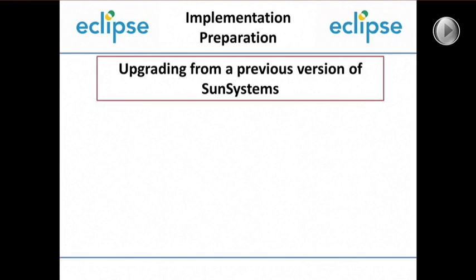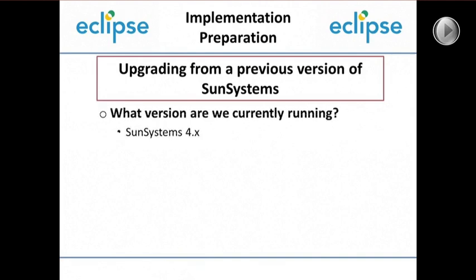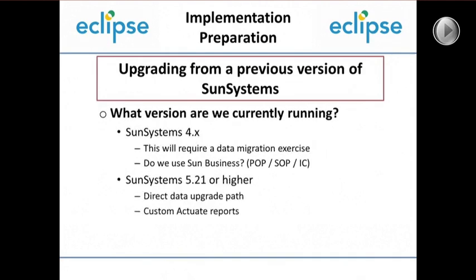If we're upgrading from a previous version of SunSystems, again, there may be a couple of different scenarios and a couple of different sets of tasks that will need to be followed, depending on which version of SunSystems you're currently running. So if we're on the SunSystems version 4 platform, the migration to Infor10 will require some data migration. So it's really a data migration exercise, the same as if we would have been going from version 4 to version 5.